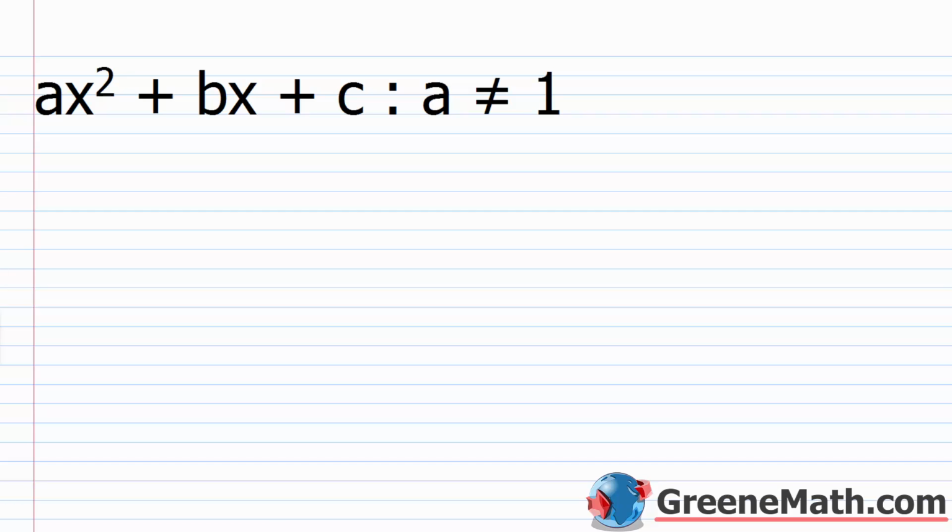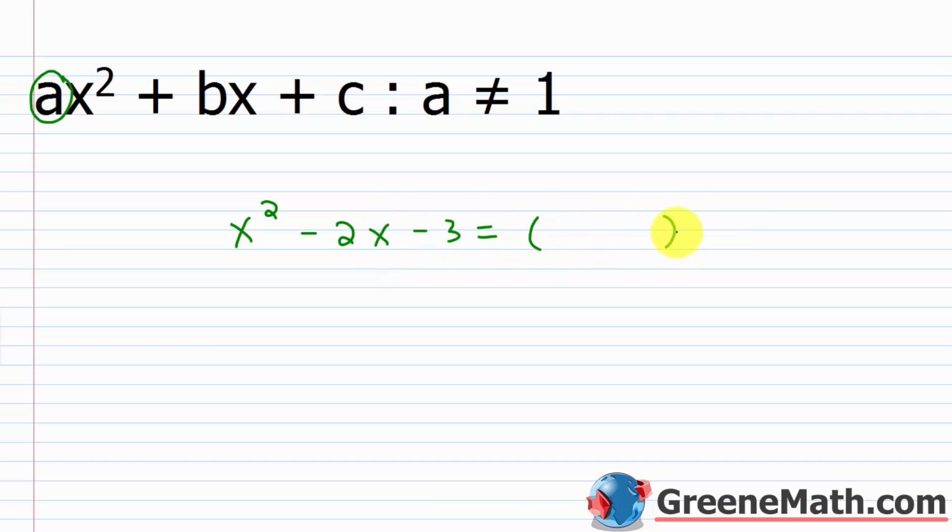So if we look at the harder scenario where we have ax squared plus bx plus c, and a is not equal to 1. In other words, the leading coefficient, the coefficient for x squared, is not 1. If we look at an example where it's easier, where a is 1, let's say we had x squared minus 2x minus 3.